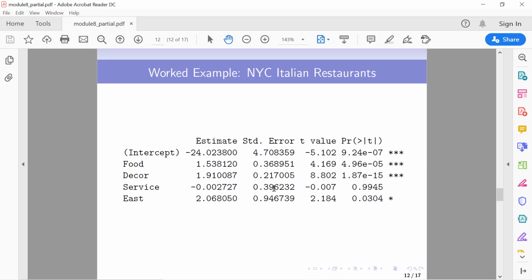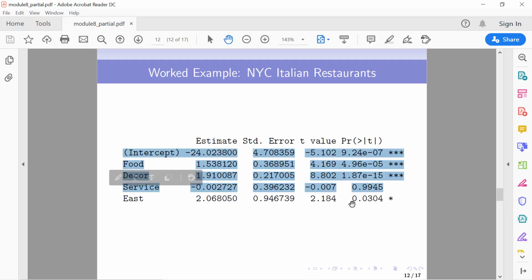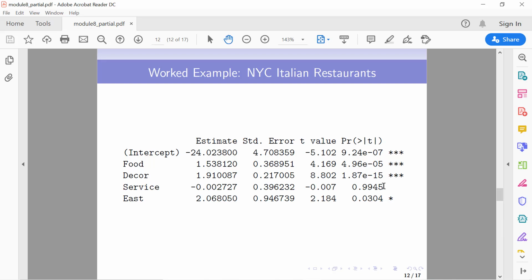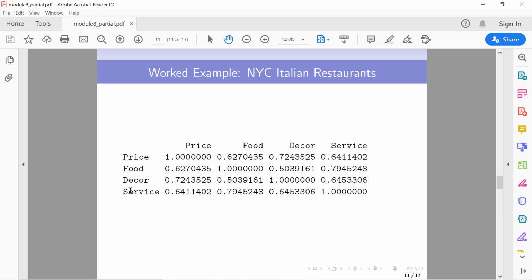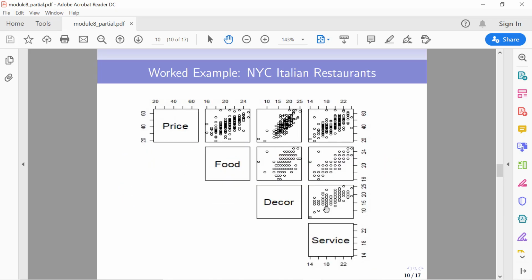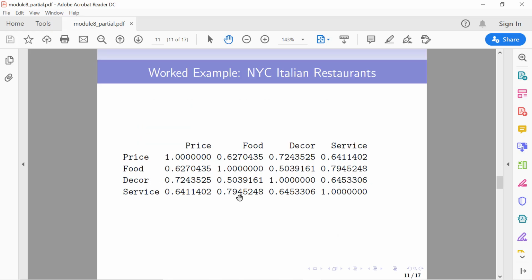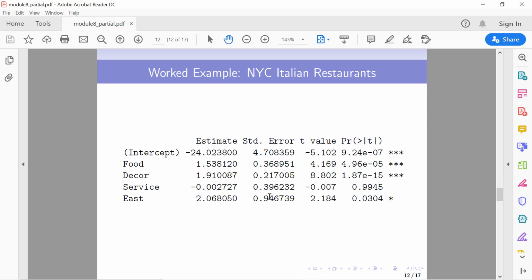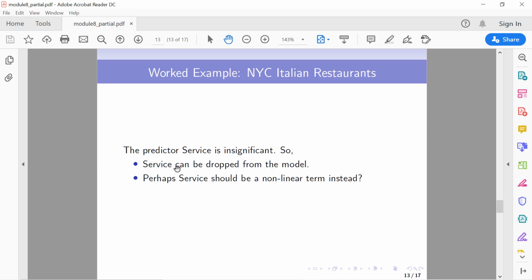If we fit a linear regression with the three quantitative predictors plus the categorical predictor, this is what we see: an insignificant term for service. So this tells us that we could drop service from the model and leave food, decor, and east. On its own, service is related to price, but because service is fairly highly correlated with the other predictors, in the presence of food and decor we don't need service. The predictor service is insignificant, so we can drop it from the model.